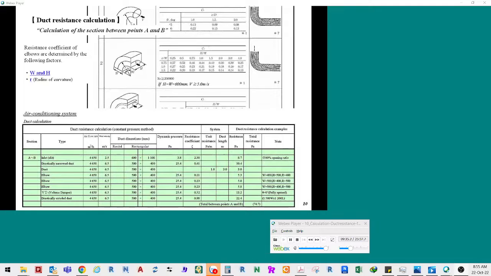The second elbow is bent laterally. Its width is 500 millimeters. The height is 400 millimeters. The ratio of the height to the width is 0.8. As a result, the resistance coefficient is 0.23.